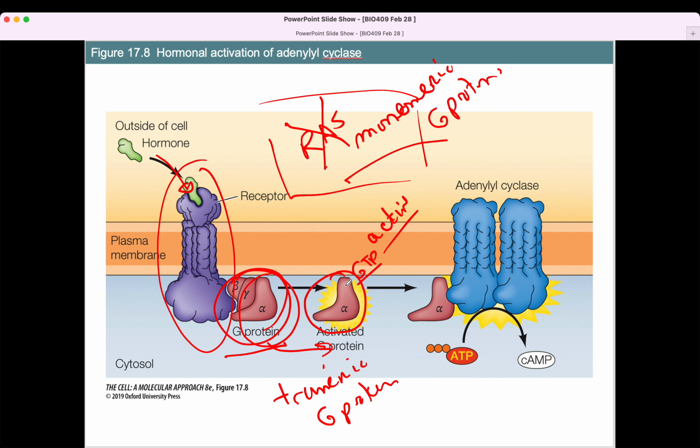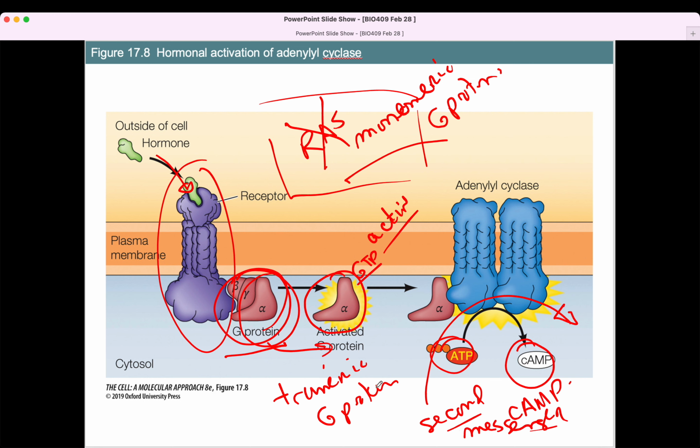Not similar sequence, not similar ancestral origin. They both happen to bind GTP when they're active. And here's just one of them, and it activates an enzyme called adenylyl cyclase, and adenylyl cyclase catalyzes the synthesis of cyclic AMP. Cyclic AMP is formed from ATP, and it is an example of another second messenger. Our book talks about this in some detail, so I won't talk about it very much.